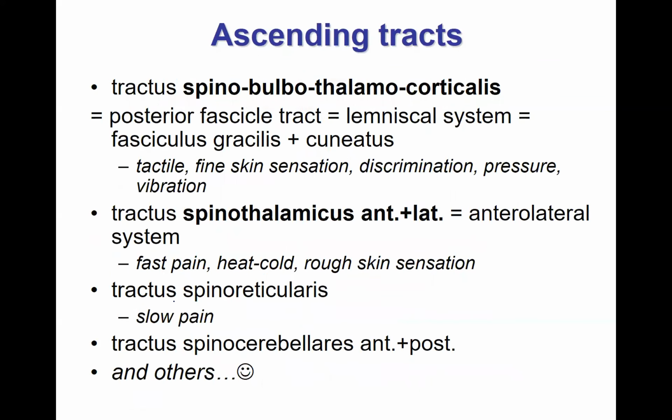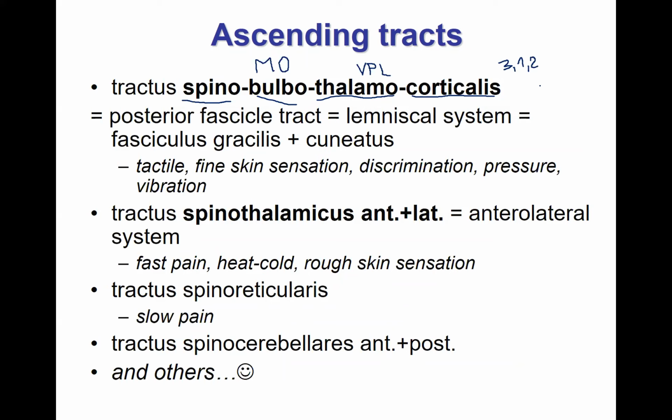Okay, which are these tracts? One of them is the so-called spinobulbothalamocortical tract, as it goes from the spinal cord to the bulb of the brainstem, which is also called the medulla oblongata, as we will learn in the next lecture. The bulb here, bulbus, means medulla oblongata, an old term, to the thalamus, to the VPL nucleus, and then to cortex, to some areas. You may remember area 4, which was the motor. Sensory areas are 3, 1, 2.